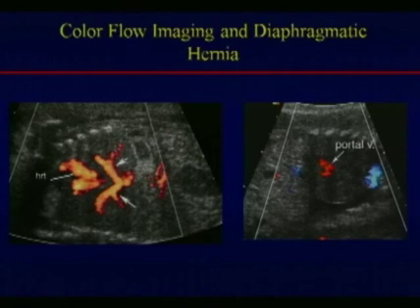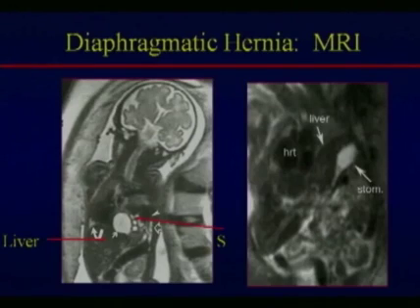And one of the ways we can do that, of course, we can look simply with 2D, but we can also look with color flow and duplex Doppler, and looking at the pulmonary and portal vessels can be very helpful, particularly as you follow the portal vessels up from the umbilical vein and they extend up into the thorax. Well, that's the clue that we have a portion of the liver up in the thoracic cavity. So looking at the vascularity can be very helpful for determining that.